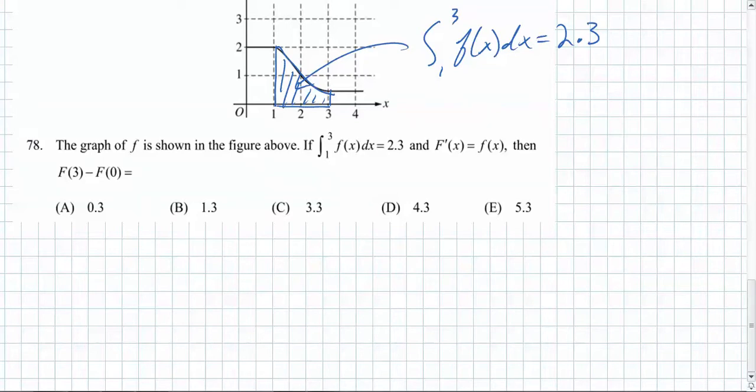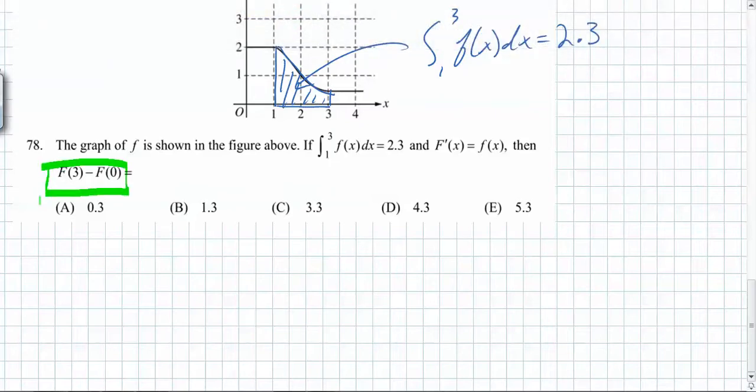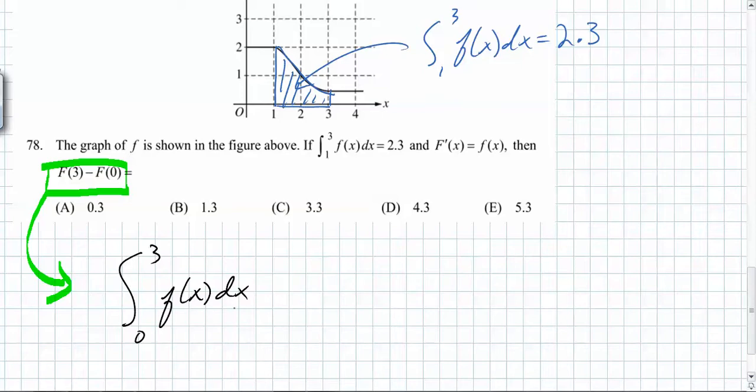If that's true, then find F of 3 minus F of 0, where F is the antiderivative of lowercase f. So what is this? Can anybody tell me what this is? What is that? That's an integral of, what is that? That's the integral 0 to 3 of f of x dx. All that is the application of the fundamental theorem of calculus part 2, which allows you to calculate definite integrals.